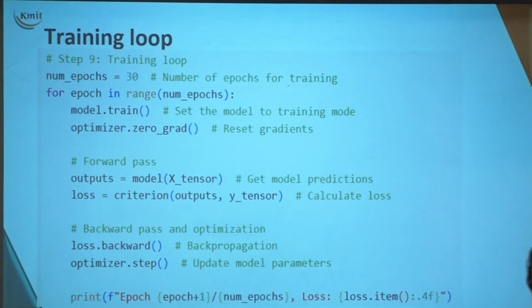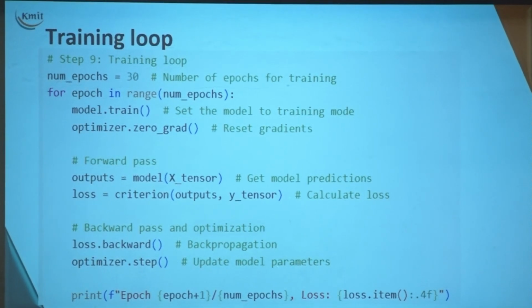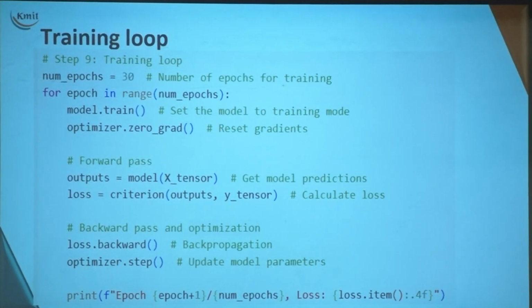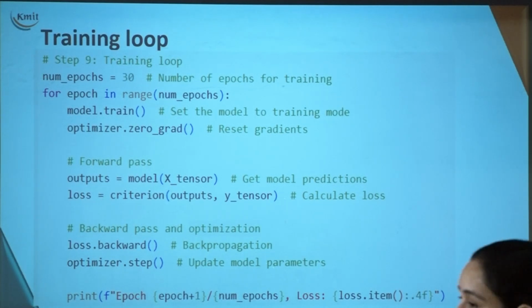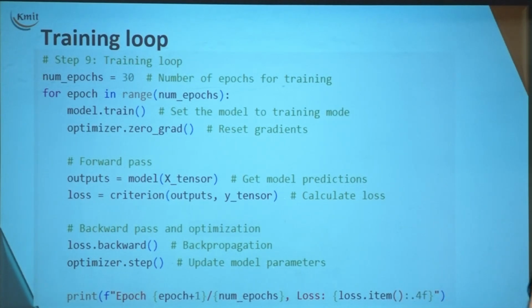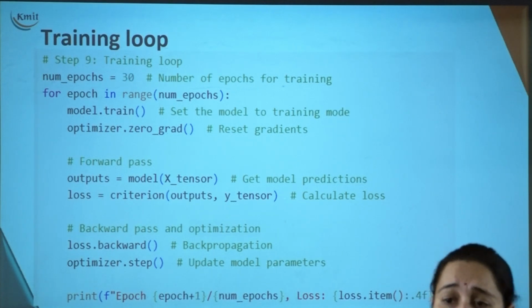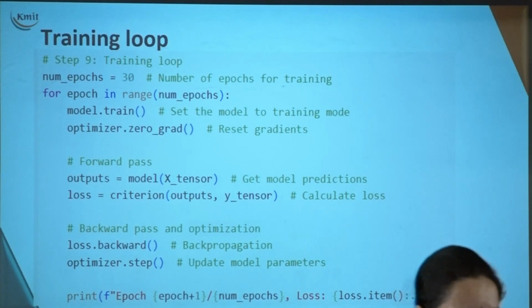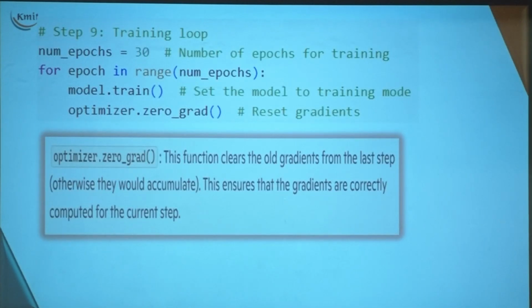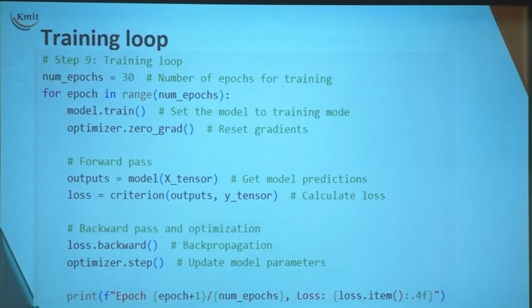Now start training your model. You built your model, you defined the loss function, you defined what optimizer you are using. Now the training loop, number of epochs. What is this number of epochs? How many times you want the data to pass through your input and generate your target. So the number of epochs I am setting as 30. You can change that if you want.